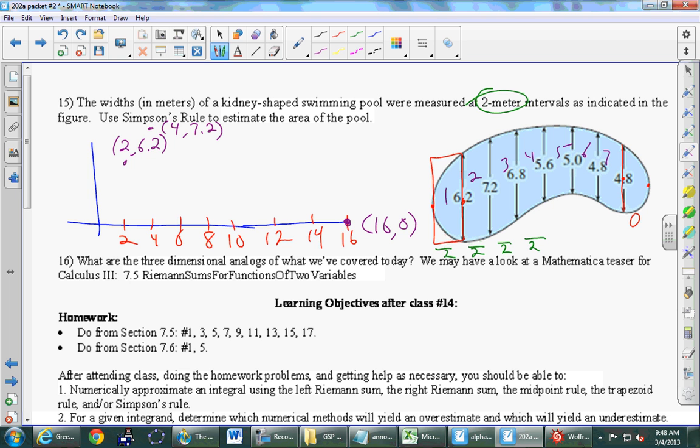Where's the first dot? I didn't draw the far left dot. Where should I put it? We should also put it at 0. 0 meters in, the width is 0.